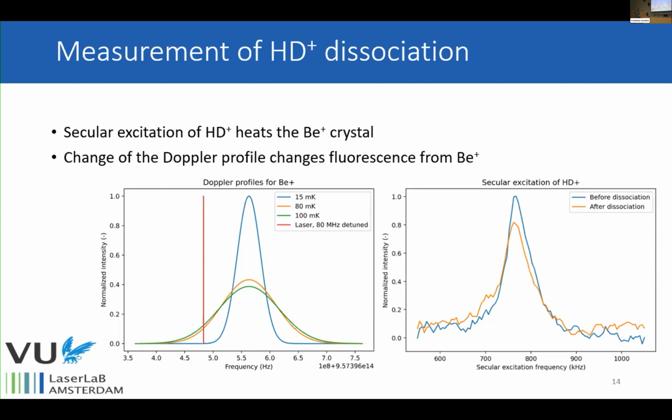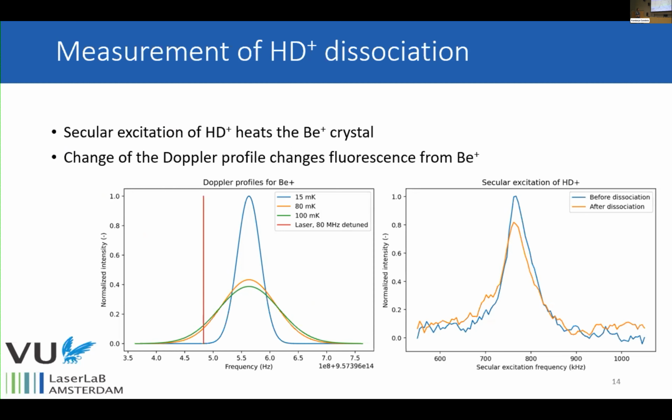And then we use our cooling laser detuned around 80 megahertz. And then when we have some HD+ in the crystal, which we then excite, we can get to around 100 millikelvin, which changes the Doppler profile like so. And then this increase we would see as an increase in fluorescence on the camera. And then if we do some dissociation, we're left with a little less HD+. So if we then do secular excitation again, we are maybe at 80 millikelvins. So then we have a slightly different Doppler profile, slightly less fluorescence. So that's how we, in the end, measure the amount of dissociated HD+.